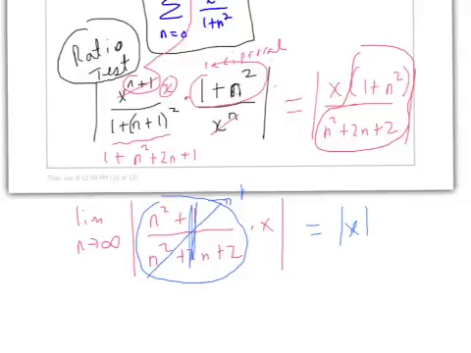Well, we know way back from the geometric series that this will converge. So we know that we converge if the absolute value of x is less than 1. Okay, so let's just take it from there on the next slide.